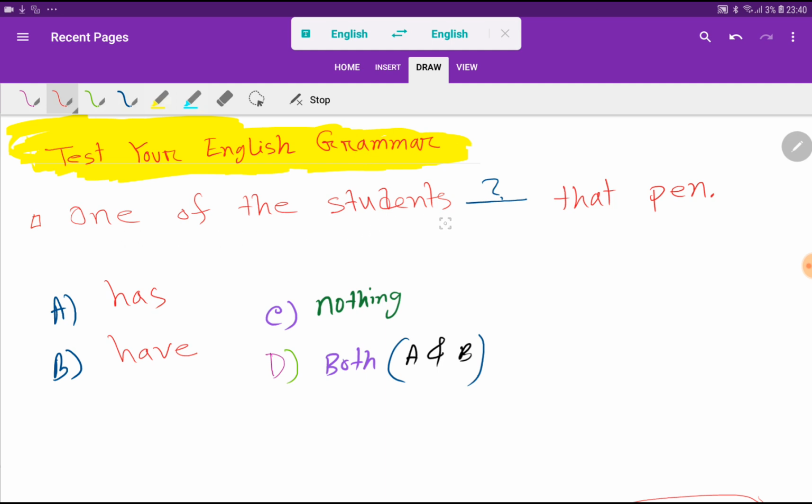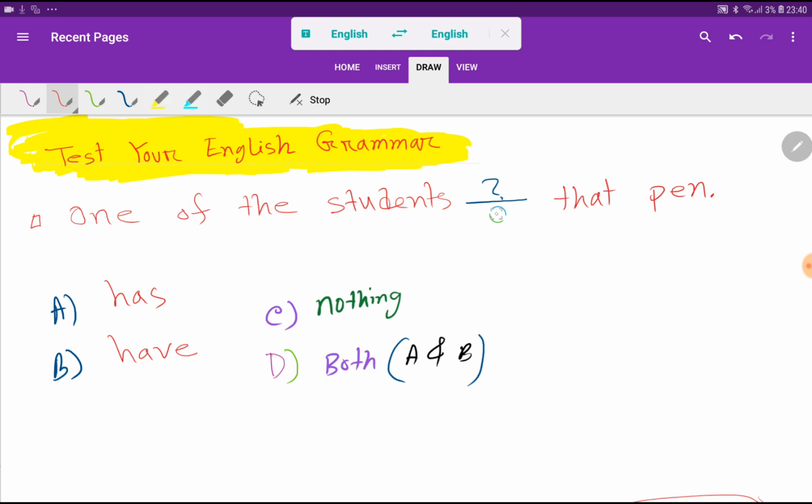One of the students dash that pen. What will come here? Is it option A? Is it option B? Or is it option C? C or D? Actually, we use one of to mean a member of a group of people or things, right?